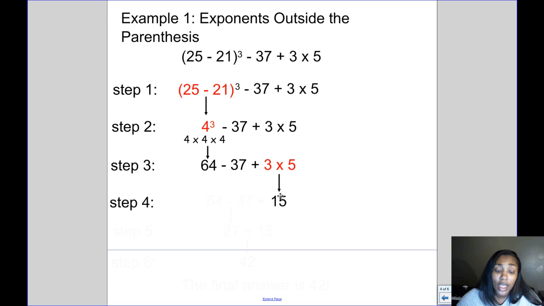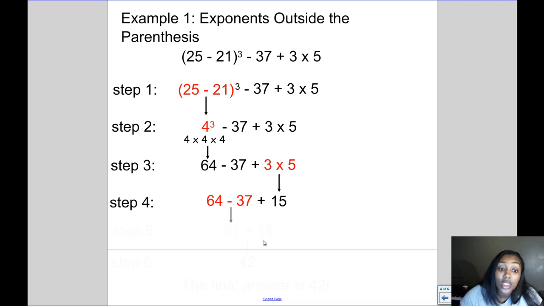So now after I've taken care of that, again, I bring everything else down that I have not already taken care of. So now that I've done the multiplication, now I'm left with 64 minus 37 plus 15. And this is an example of what I was talking about in the last slide, that subtraction sometimes will come before addition. And when you see a problem like that, you're not going to do the addition first and then subtract. You're actually going to do the subtraction first and then do the addition.